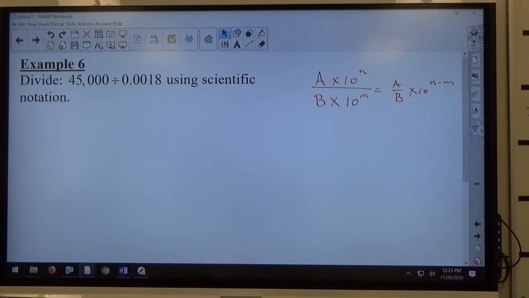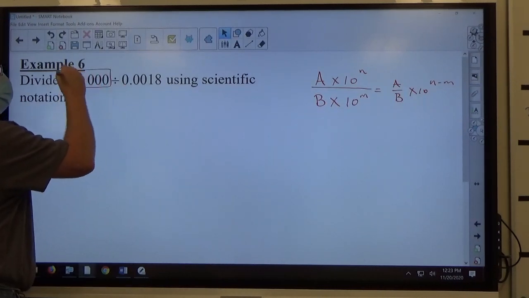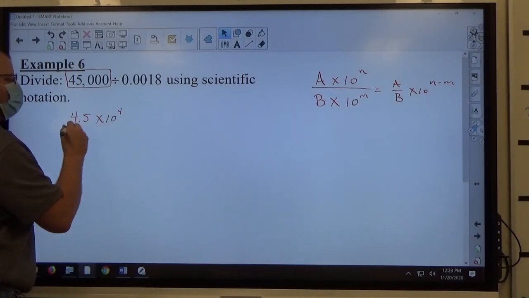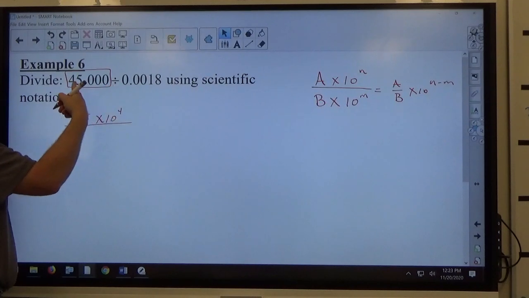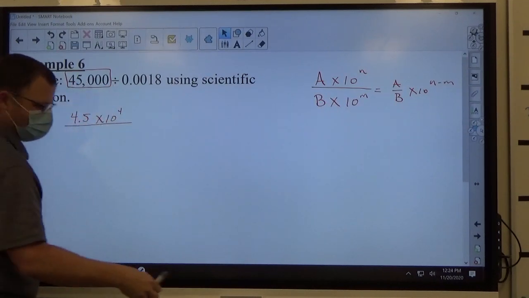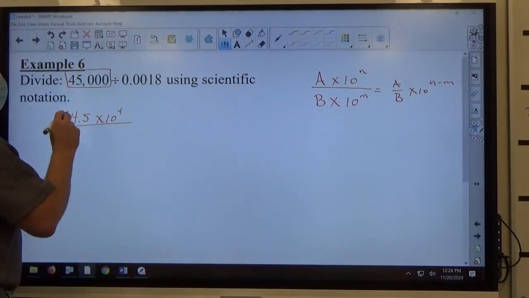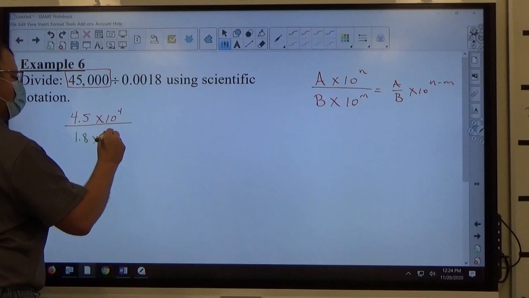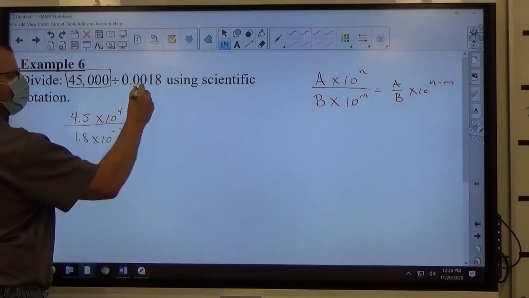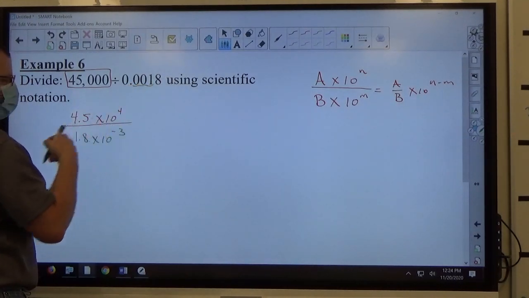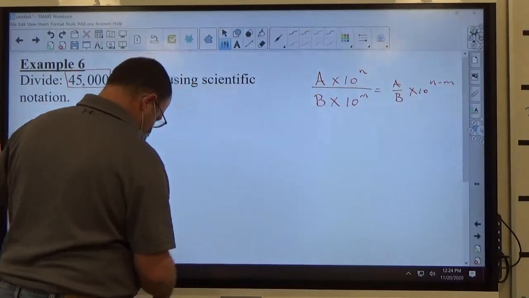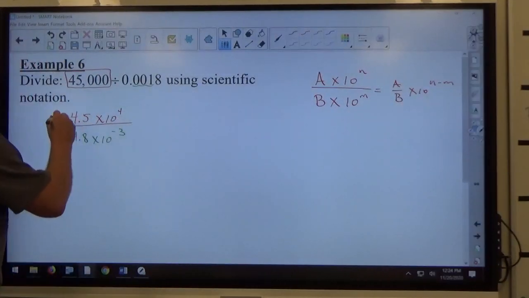Negative powers are allowed. So, 45,000 in scientific notation is 4.5 times 10 to the 4th power. I had to make 45,000 four decimal places smaller, so I have to make my power positive 4. And 0.0018 is going to be 1.8 times 10 to the negative 3rd power. I had to move the decimal point 3 spaces over, making it bigger, so I have to make my power smaller, so negative.